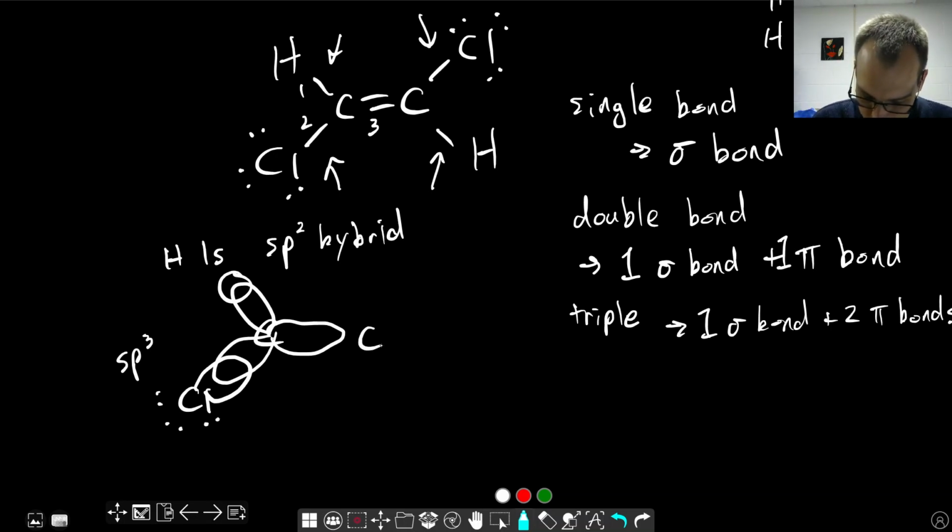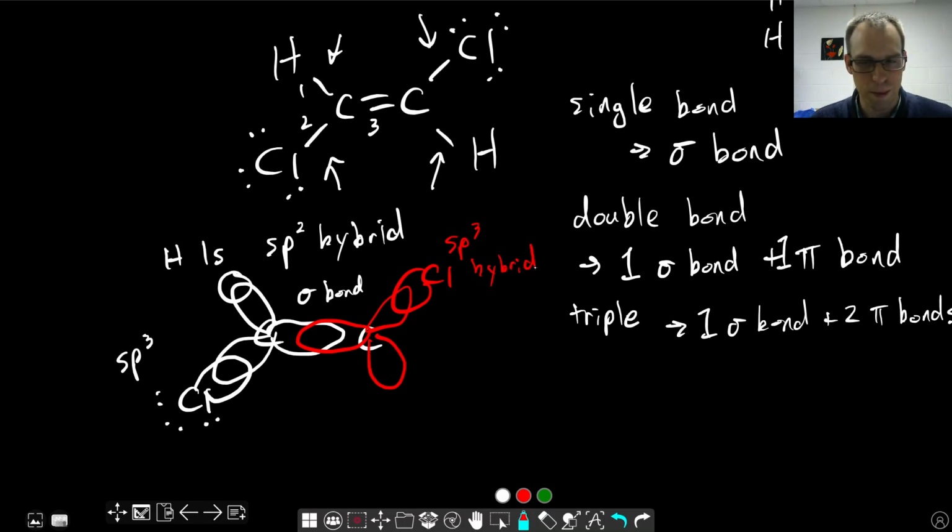Now our other carbon, I'll do it in red, is also going to form these sp2 hybrid orbitals, and we're going to line them up so we get a sigma bond here. And then we'll have our chlorine on this side, which is also going to form sp3 hybrid orbitals. Again, I'm not going to draw all of them just to keep the visual clutter down. And then a 1s orbital from our other hydrogen here.